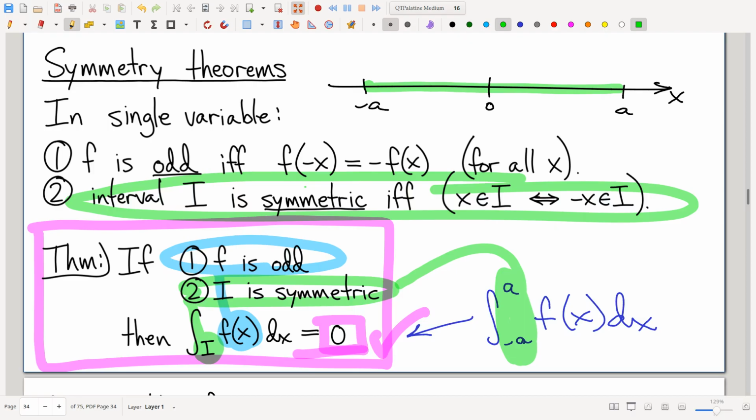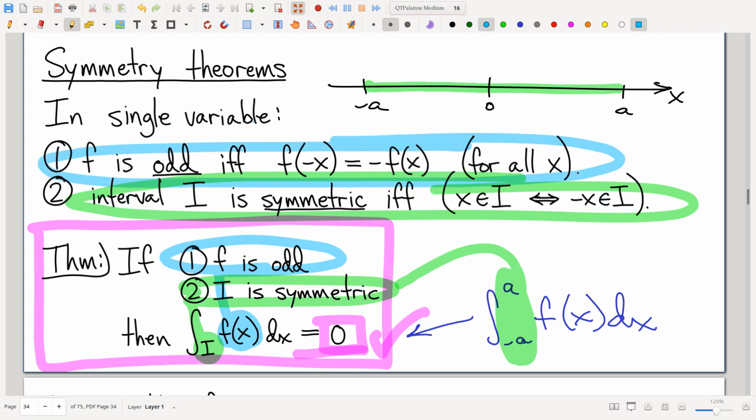And of course, I hope you remember this definition, what an odd function is. An odd function is a function that has this feature motivated by odd powers of x. When you reflect the input, you negate the output. So x cubed does this. X to the 7th does this. Any odd power of x.